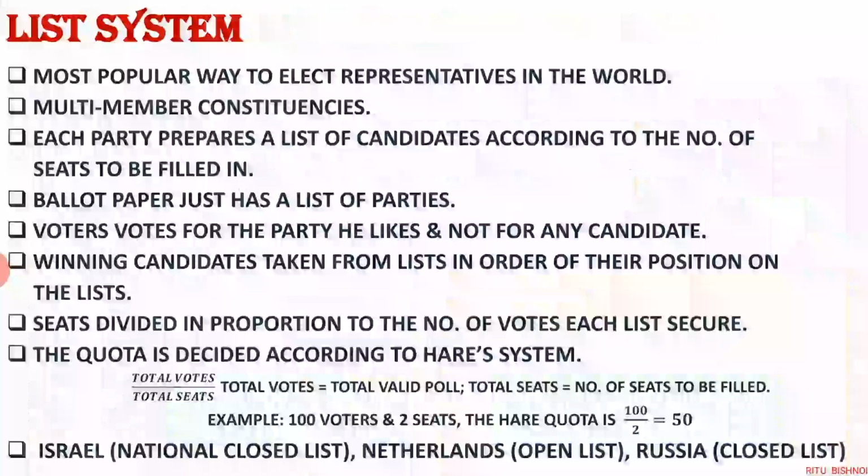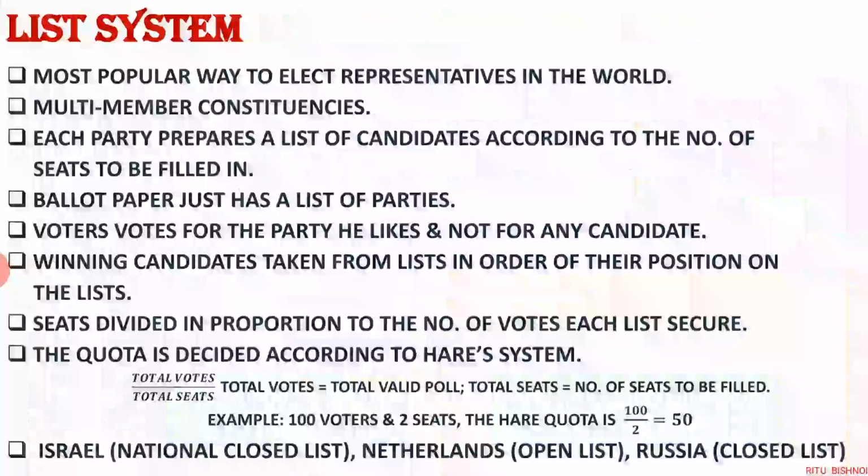In the list system, there are multi-member constituencies. More than one candidate is elected from a constituency. In it, each party prepares a list of candidates according to the number of seats to be filled in. On election day, voters are given a ballot paper which contains a list of parties. The voters vote for the party and not for any candidate. Winning candidates are taken from the lists in order of their position on the list.